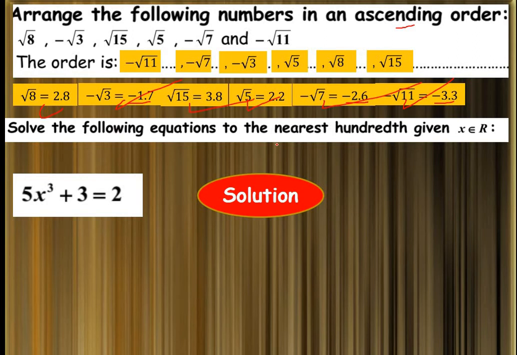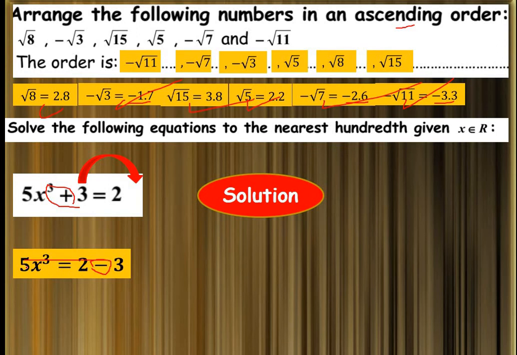Solve the following equation to the nearest hundredth, given that x belongs to R. 5x power 3 plus 3 equals 2. First step, put 3 on the other side with the inverse sign. If it was plus, we convert it into a negative sign. So 5x power 3 equals 2 minus 3. Therefore, 5x power 3 equals negative 1.